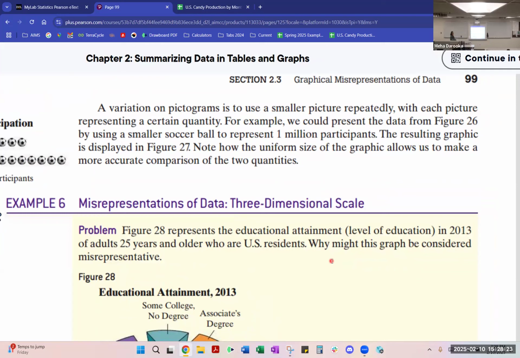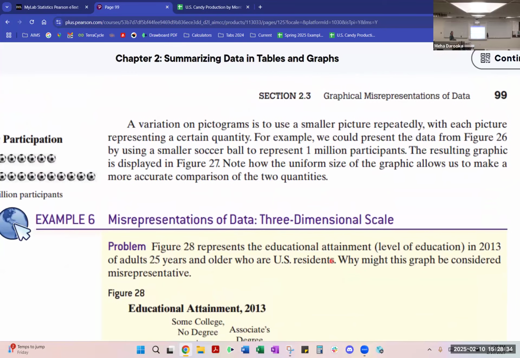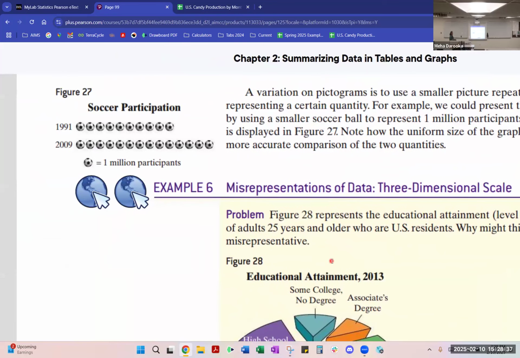So they're talking about a variation of pictograms, which is to use a similar picture repeatedly, with each picture representing a certain quantity. By using a small soccer ball, they could have done it something like this graph on the left-hand side, where you can see there are 10 soccer balls for 1991, and then they used 14 soccer balls for 2009, each soccer ball representing 1 million participants. This makes sense because it kind of looks like a dot plot now, because we're just saying, okay, you've got 10 soccer balls for the 10 million participants, 14 soccer balls for 14 million, instead of using that gigantic illustration for 2009 in the previous graph.